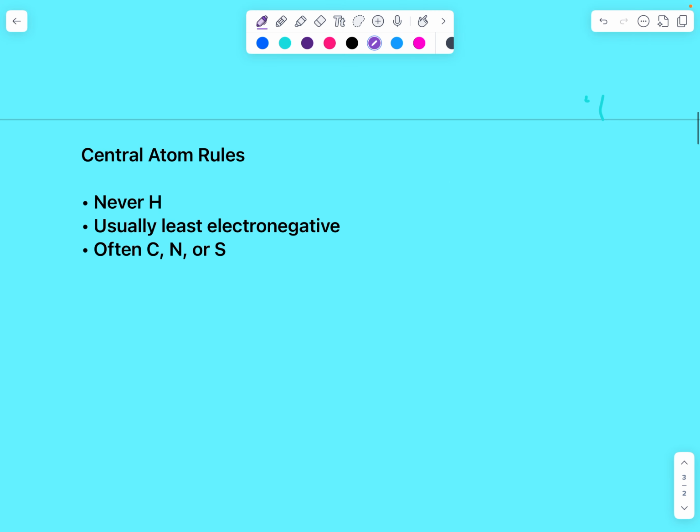Let's move on to the next one. But before you do, I want you to know the central atom rules. Never hydrogen, you just saw that. It's usually the least electronegative. The central atom is usually carbon, nitrogen, or an S.